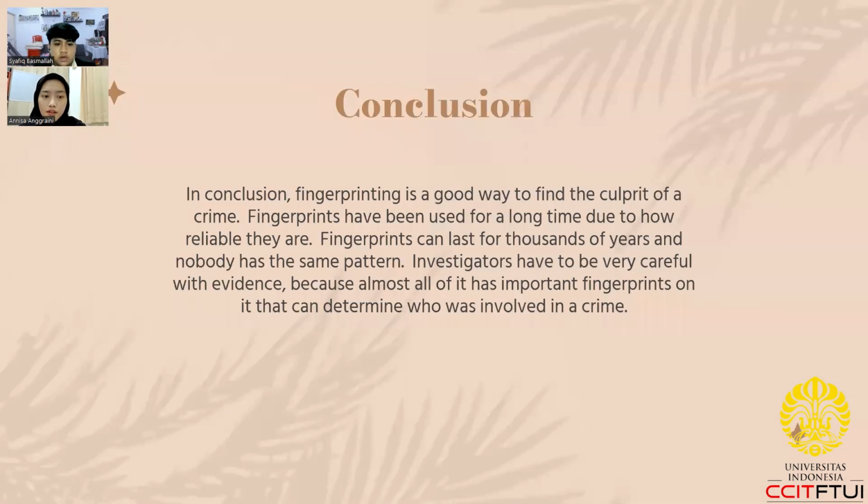And next is the conclusion. Our conclusion is fingerprint is a good way to find the culprit of a crime. Fingerprints have been used for a long time due to how reliable they are. Fingerprints can last for thousands of years and nobody has the same pattern. Investigators have to be very careful with the evidence because almost all of it has an important fingerprint on it that can determine who was involved in a crime.